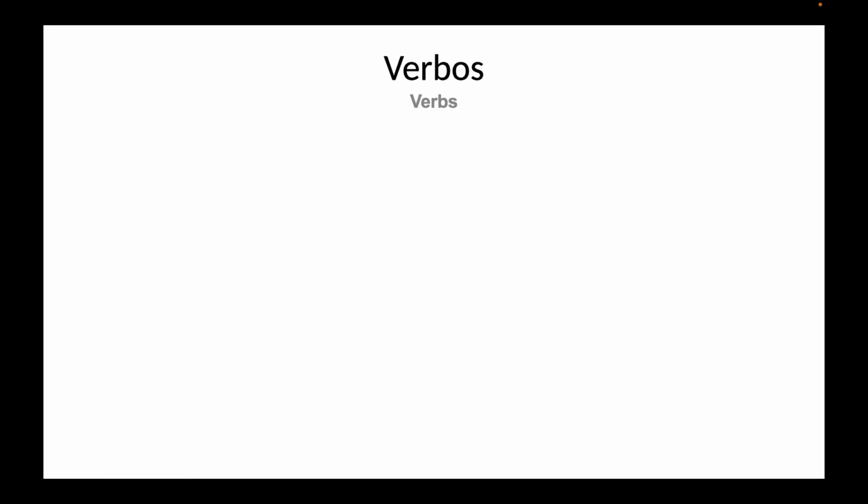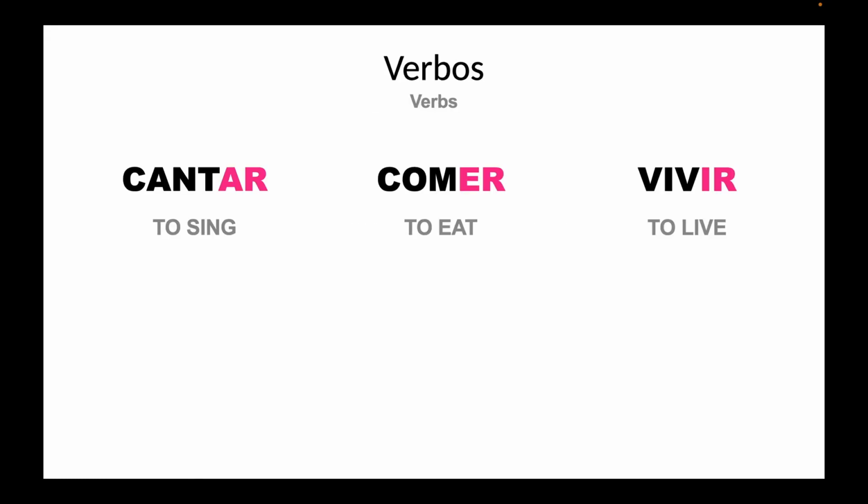Vamos a hablar de verbos. Let's talk about verbs. All the verbs in Spanish can be categorized into three groups. Verbs that end in ar, verbs that end in er, verbs that end in ir. If you see verbs like this that end in ar, er, or ir, that means they're not conjugated. They're just an infinitive in the most basic form. And on your screen, the ones that you see are cantar, to sing, comer, to eat, vivir, to live.